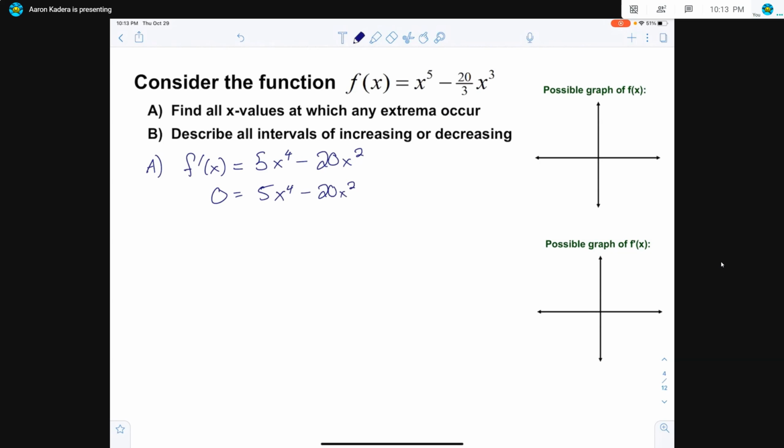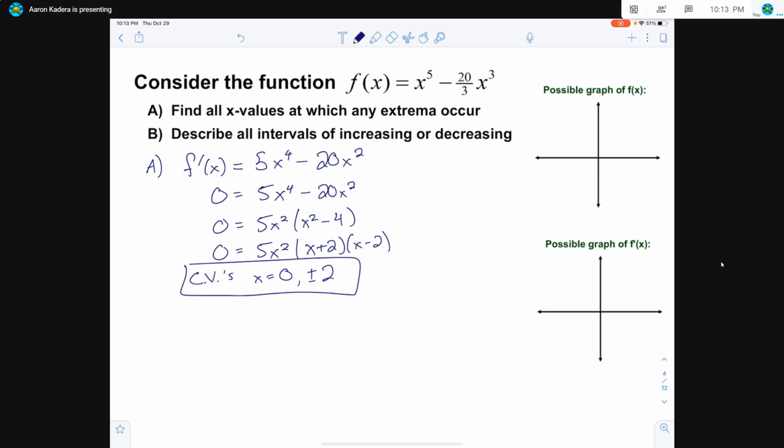And we're going to try to go totally without a calculator today. I don't know how that's going to go, but again, the upcoming test is without a calculator, so we're just going to practice all our techniques without a calculator. Okay, this looks pretty factorable, so let's pull out a 5x squared. That would leave us with an x squared minus 4, which is further factorable. So we'll go 5x squared times x plus 2 and x minus 2, suggesting that we have critical values of x equals 0 and positive and negative 2. So we got 3 critical values there.